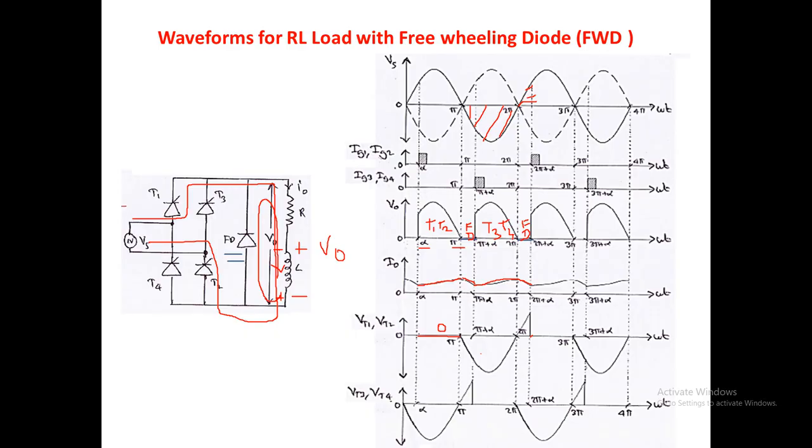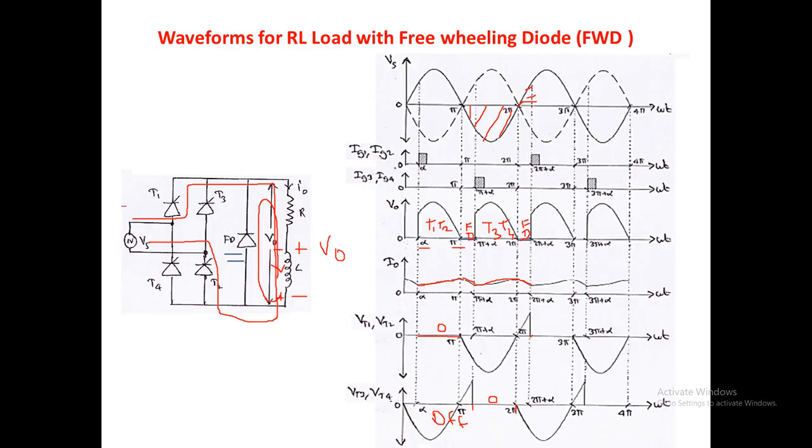Similarly for VT3 and VT4, the voltage across thyristors T3 and T4: they conduct only from pi plus alpha to 2 pi. During this period the voltage across the thyristors will be 0. For the remaining period they will be in off condition. During the off condition of the thyristors, the input voltage is fully applied across both of them, so it will follow the input voltage.